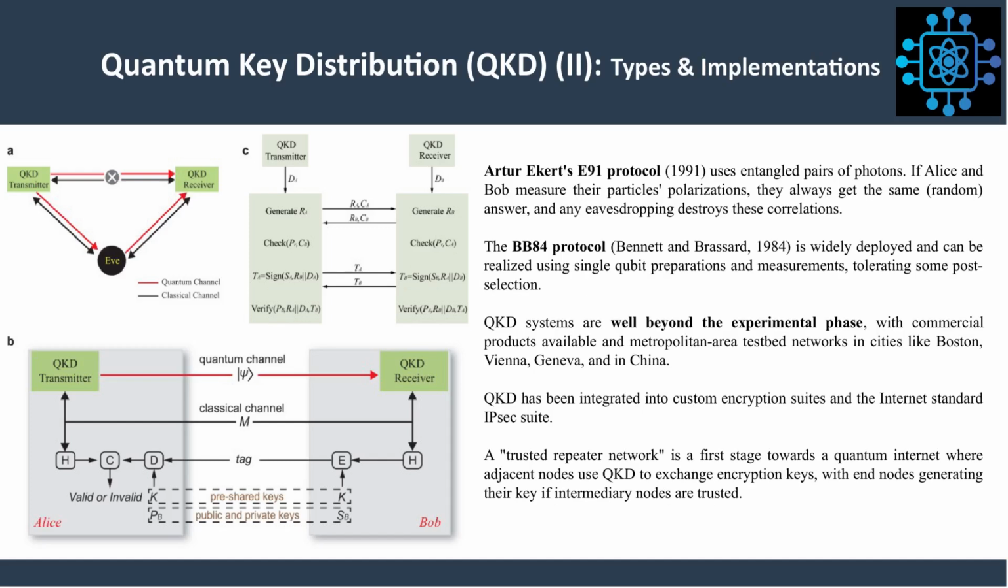Artur Ekert's E91 protocol uses entangled photon pairs, ensuring secure communication by detecting eavesdropping through destroyed correlations. The BB84 protocol, widely implemented, uses single qubit preparations and measurements. Quantum key distribution systems are commercially available, integrated into encryption suites, and tested in cities like Boston and Vienna. Trusted repeater networks are foundational for a quantum internet.